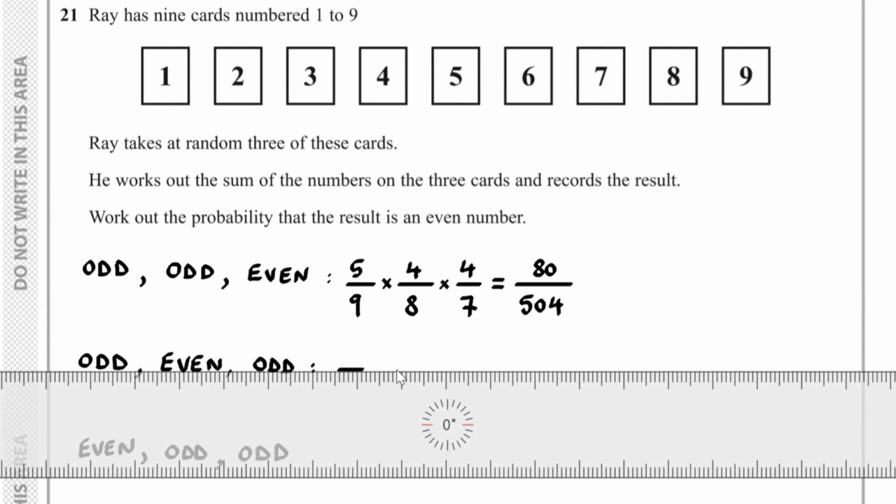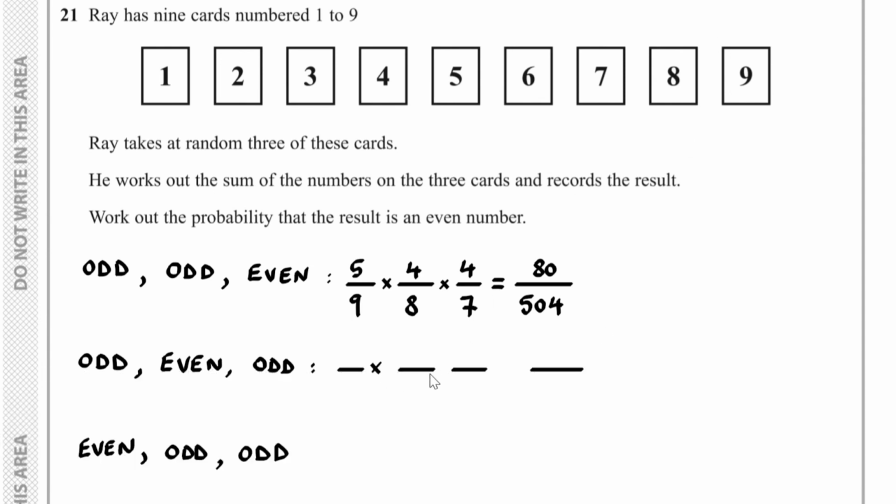So here, same idea. I've got 9 numbers in total. How many of them are odd? Well, 5. Then I've got 8 numbers left, and how many of them are going to be even? Well, there's going to be 4 even numbers left. And then to select another odd, well, there's 7 left. I've already selected one of them, so that's going to be 4, because I've already selected an odd. And again, we get 80 out of 504.